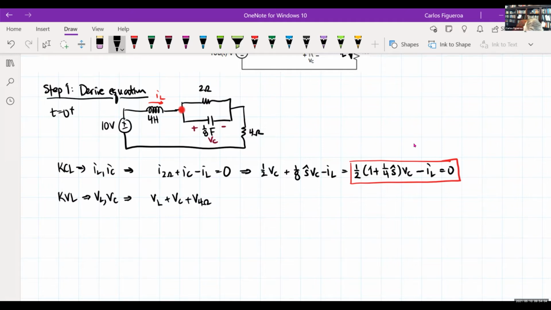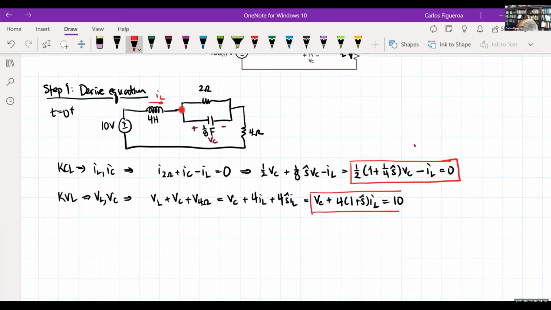Now note that the 4 ohm and the inductor are in series. So I'm going to write this as VC, then 4IL plus, looking at the inductor, it's a 4, so this has to be 4 s hat IL. I'm going to combine the inductive terms. So this is 4 (1 plus s hat) IL, and that equals 10. Now I have my 2 equations for KVL and KCL.